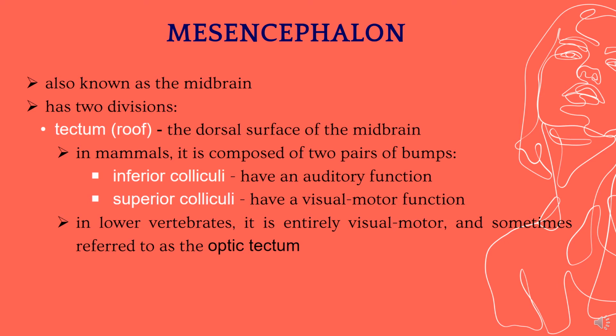The mesencephalon, also known as the midbrain, has two divisions. One is the tectum, which is the dorsal surface of the midbrain. In mammals, it is composed of two pairs of bumps. The inferior colliculi have an auditory function, and the superior colliculi have a visual motor function, specifically to direct the body's orientation toward or away from particular visual stimuli. In lower vertebrates, it is entirely visual motor and sometimes referred to as the optic tectum.